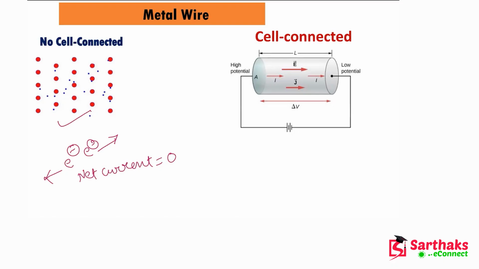But guys, what if I connect it with a battery? Now in this case, what will happen? All the electrons will start flowing like this, and they will all flow in the same direction. Here you can say that the electricity will be conducted because they are not cancelling each other's effect.